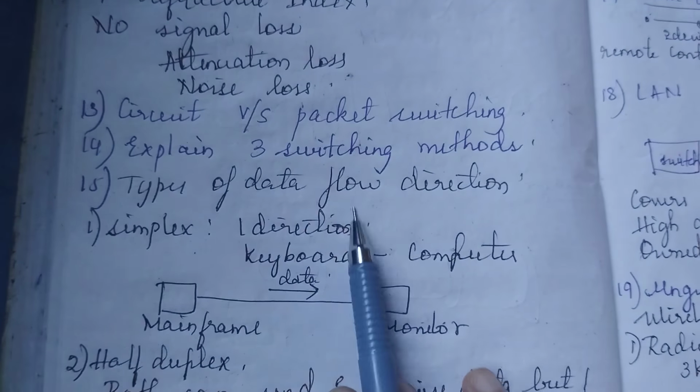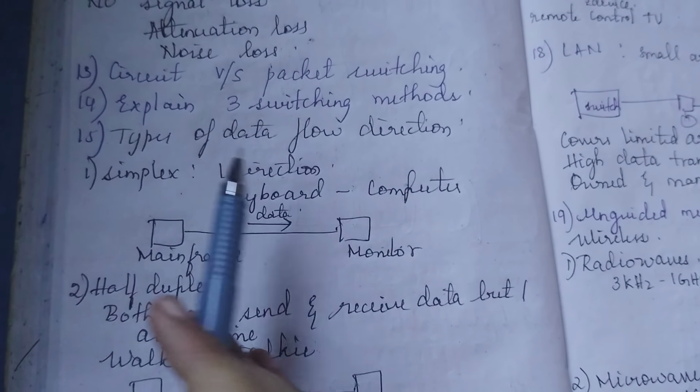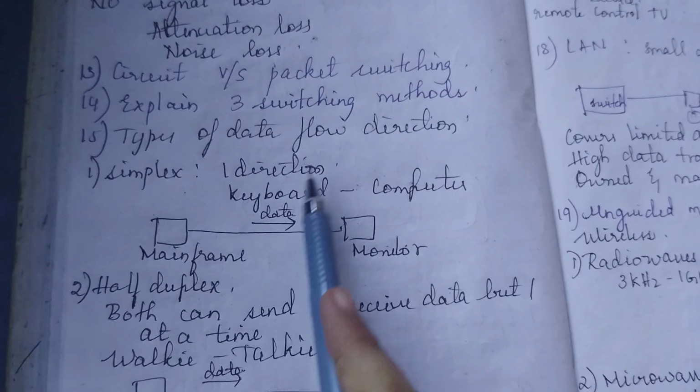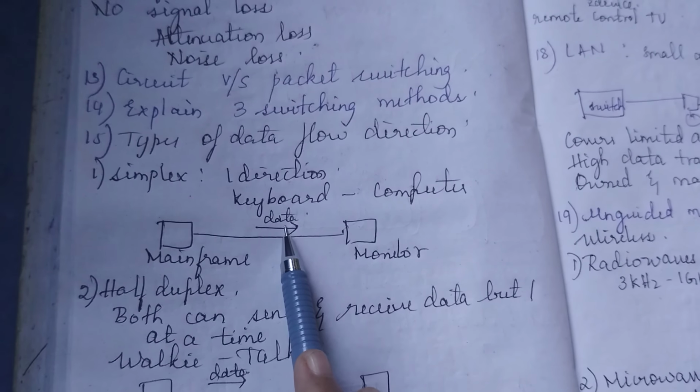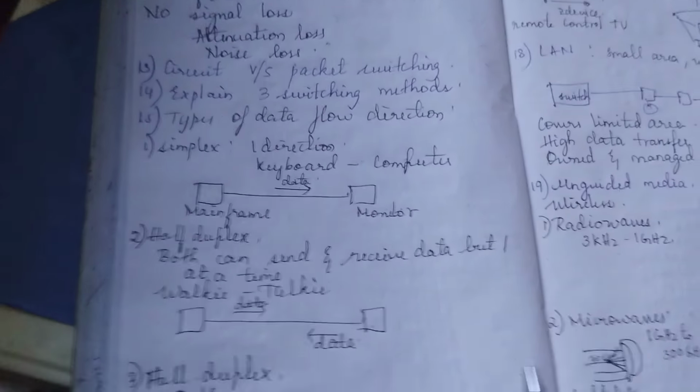Then we have types of data flow. If it is simple, that is called a simplex. Then the transfer is from only one direction. Data is transferring only in one direction. Example is transferring data from keyboard to computer.